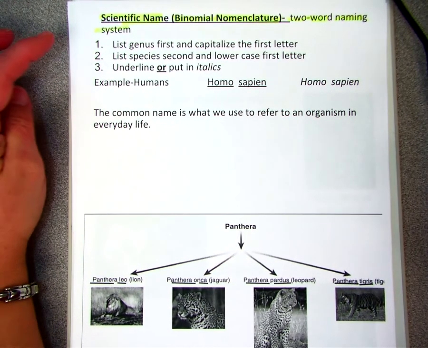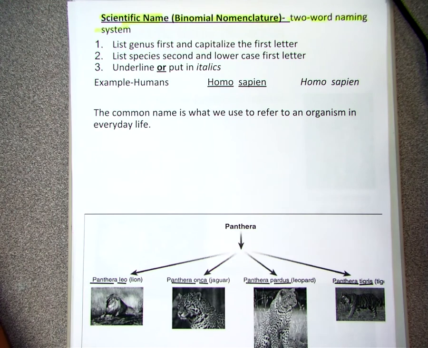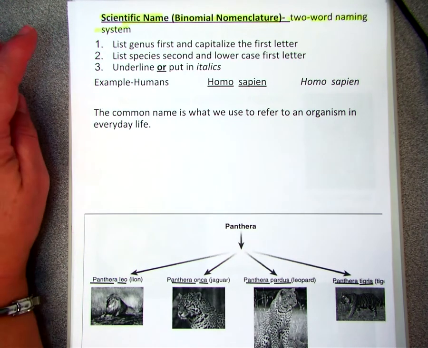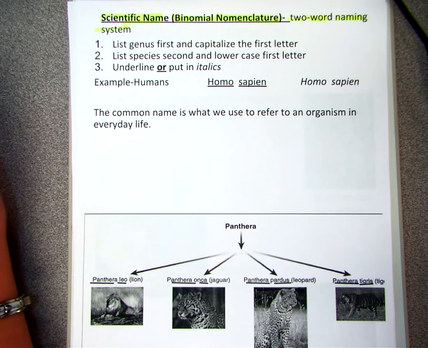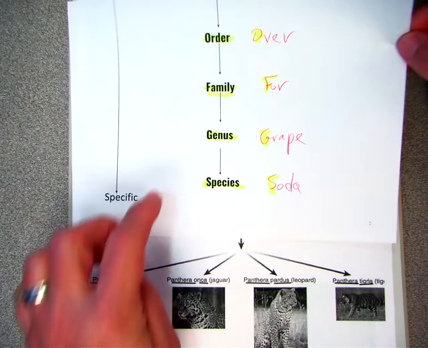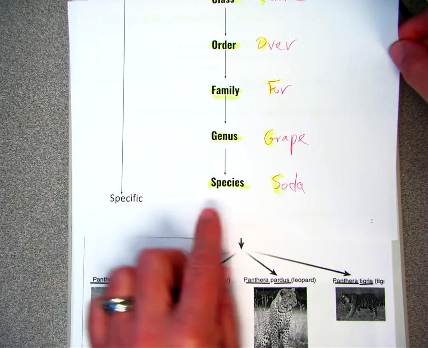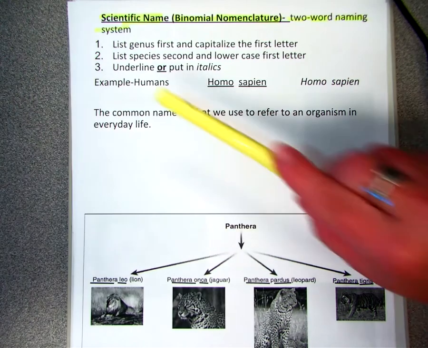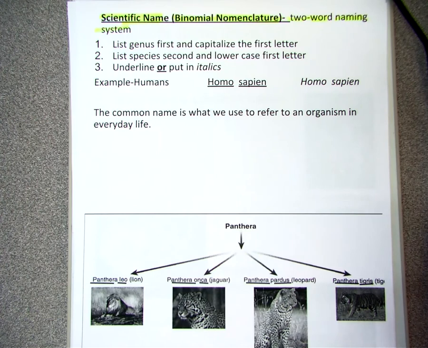First rule, list the genus first and capitalize the first letter. So you have to capitalize it, okay? Number two, list the species second and lowercase it. So you want to make sure it's lowercase. So the genus comes first, uppercase, species second, lowercase. Then you're going to underline or put it in italics.